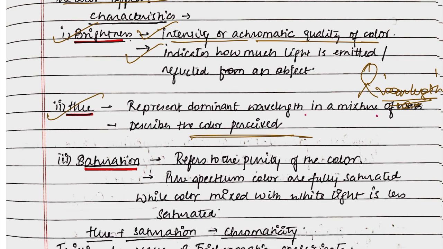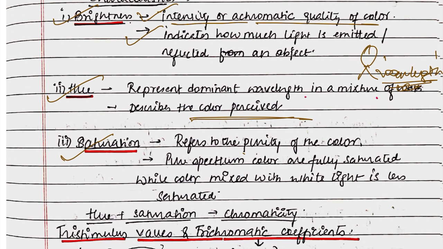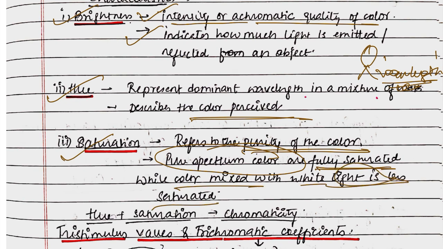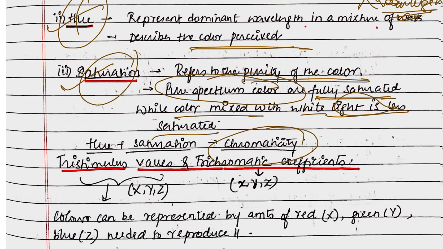Next we have saturation. Saturation refers to the purity of the color, how pure the color is. Color is mainly represented in the form of a spectrum. All the pure spectrum colors are considered fully saturated, while the colors which are mixed are considered much less saturated. If you combine both hue and saturation, you get the chromaticity.